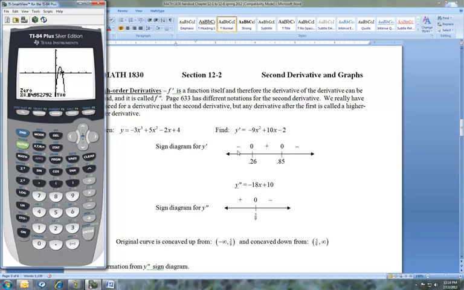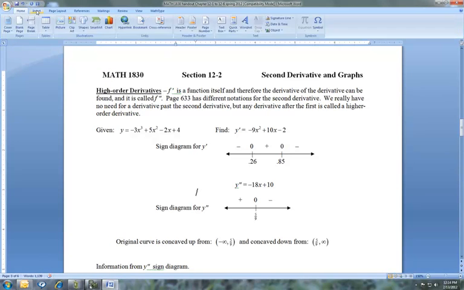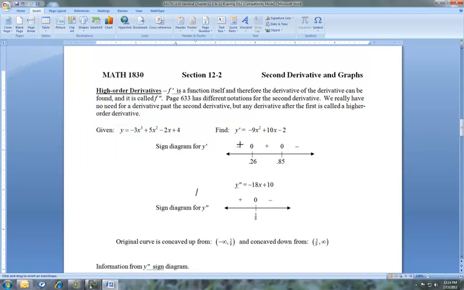Now, with respect to my signs, to the left of my 0.26, my curve is below, so that's where the negative comes from. Between the two, it's above, so that's where my positive comes from. And to the right of 0.85, it's below again. Okay. So now what this tells me is this. We've done the first derivative back in section 12.1. I'm going to go insert some shapes here. So since this is negative, that tells me my slope is coming down.